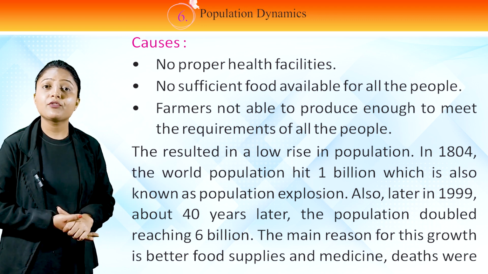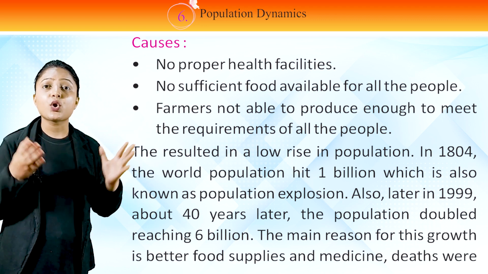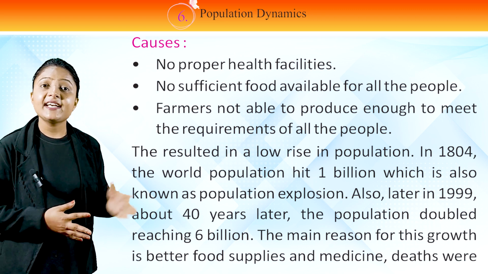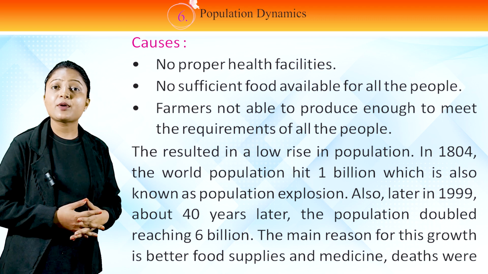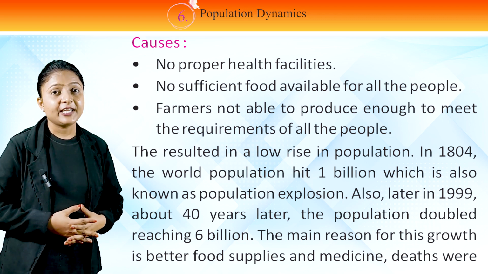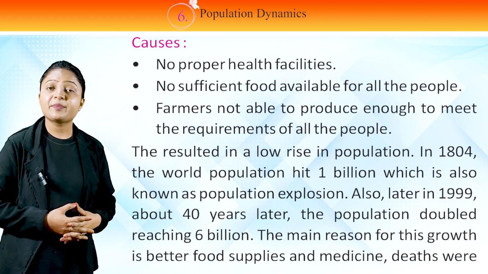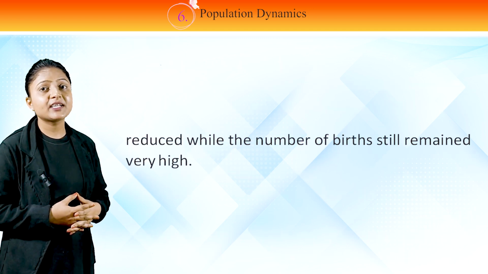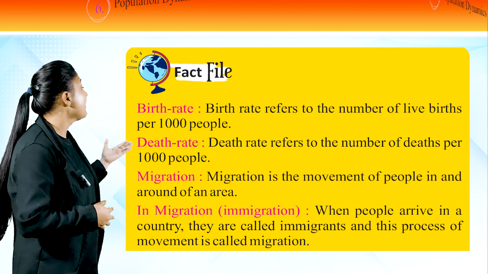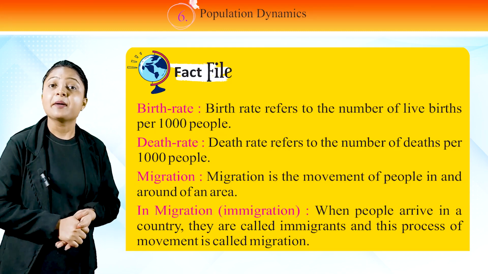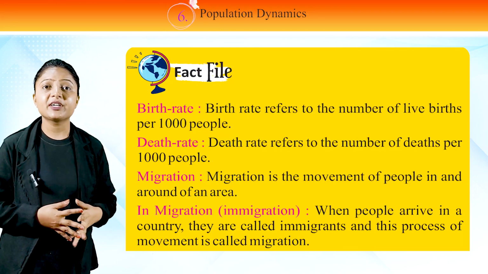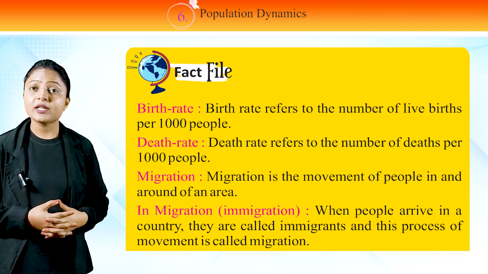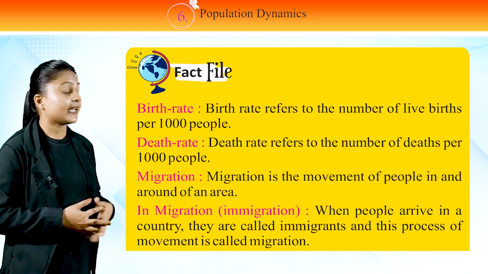In 1804, the world population hit 1 billion, which is also known as population explosion. Later in 1999, about 40 years later, the population doubled, reaching 6 billion. The main reason for this growth is better food supply and medicine. Deaths were reduced while the number of births still remained very high. Fact file. Birth rate. Birth rate refers to the number of live births per 1,000 people. Death rate. Death rate refers to the number of deaths per 1,000 people.